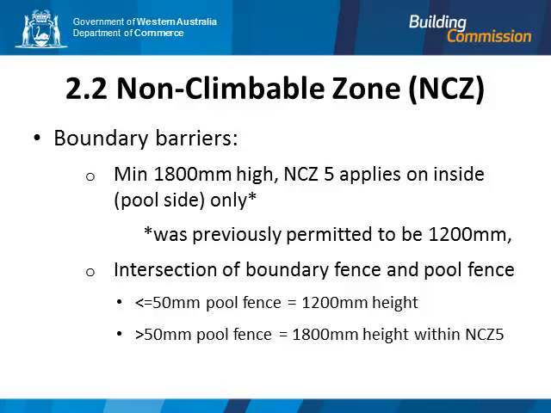Non-climbable zone 5 applies from the top of the fence on the pool side of the fence. The opposite side, or the non-pool side of the fence, is permitted to be climbable. There are specific requirements for when a boundary barrier intersects an internal barrier.